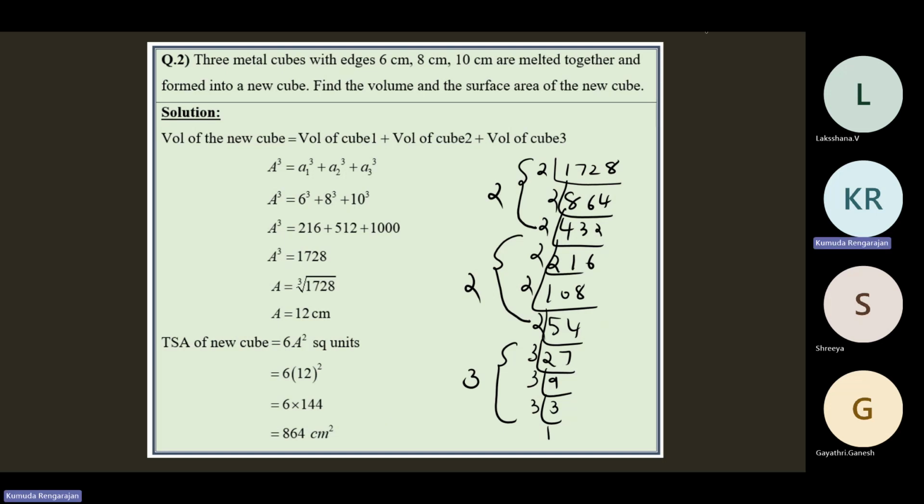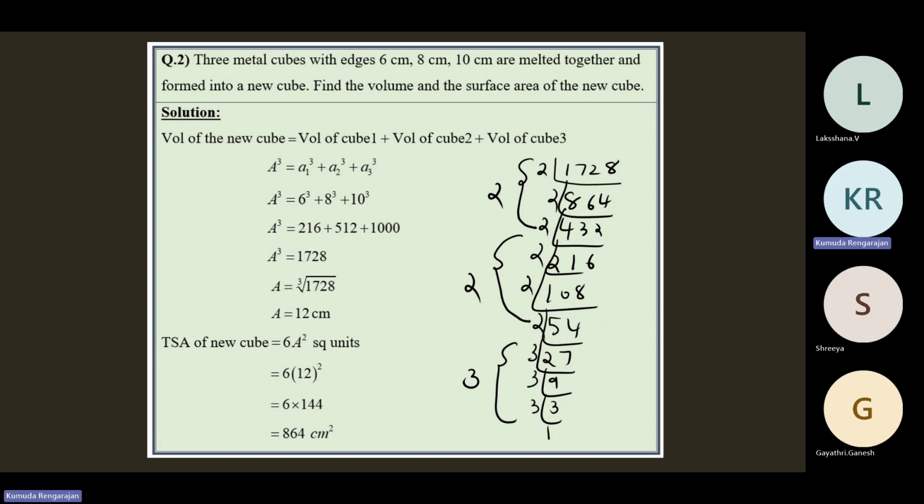You need to find the prime factorization of 1728. Use only prime numbers, not all numbers. Only prime numbers you must use. And start with 2. Then if it is no longer divisible by 2, then use the next one, 3. If it's not divisible by 3, then 5. Not divisible by 5, then 7. Don't use random numbers like 6 and all that. 6 is not a prime number. You should not use 6.